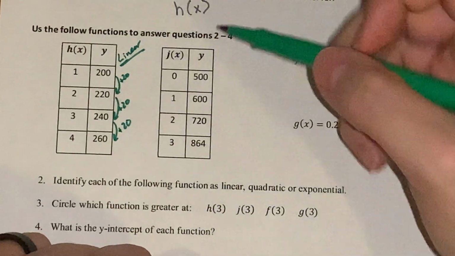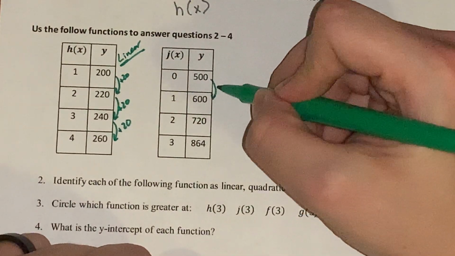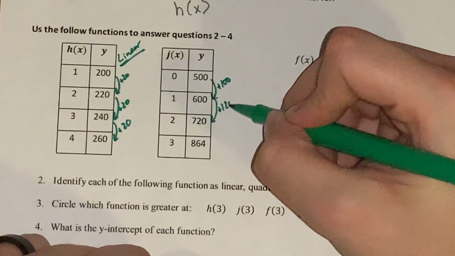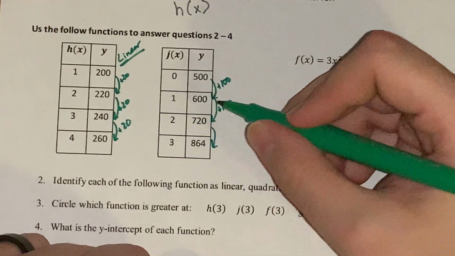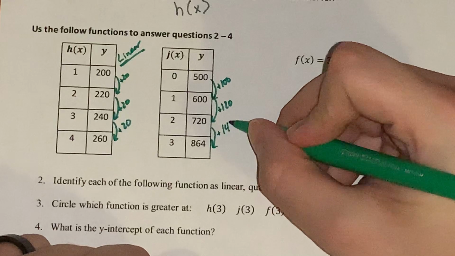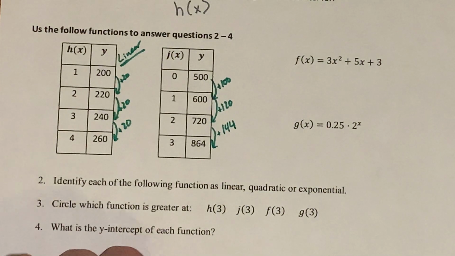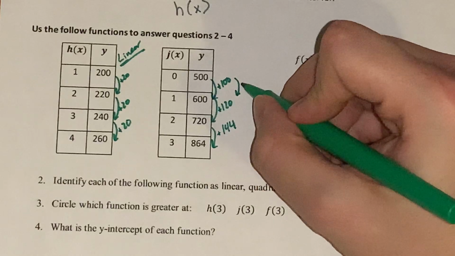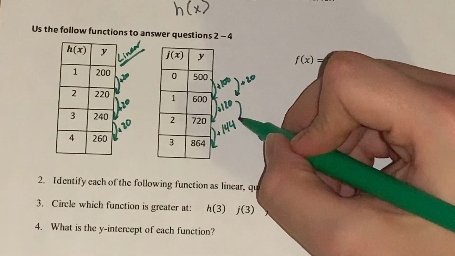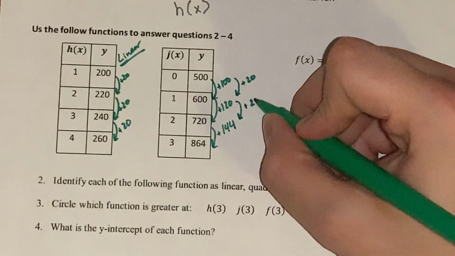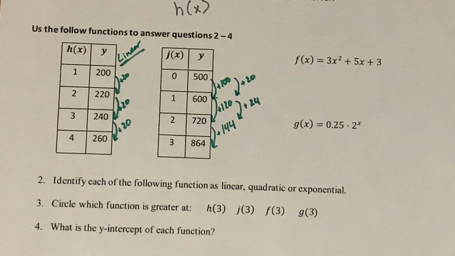Looking over at j of x, I noticed that this goes up by 100. The next goes up by 120, and then the next goes up by 144. So obviously the first differences are not the same. So now I move on to test the second differences. From 100 to 120 is a positive 20 change, and from 120 to 144 is a positive 24. So the second differences are also not the same.